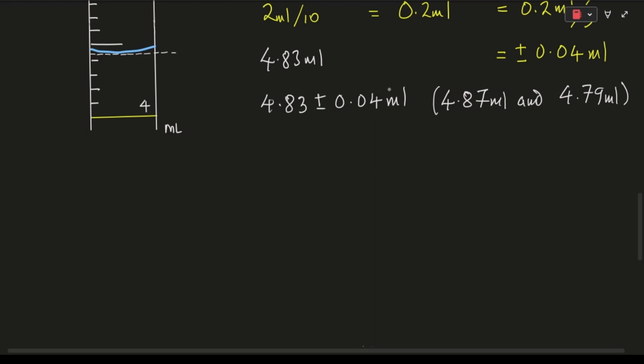We should also take note that our recorded value should have the same number of decimal places as our uncertainty in measurement. If our uncertainty in measurement is to 2 decimal places, we should keep the recorded value also at 2 decimal places.